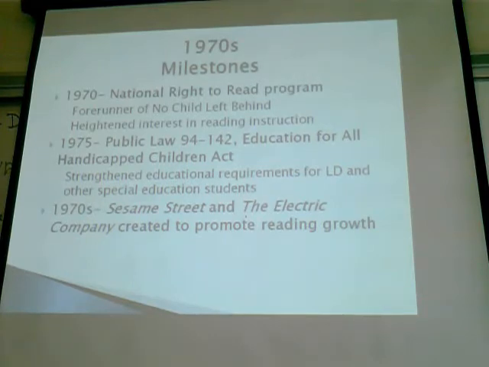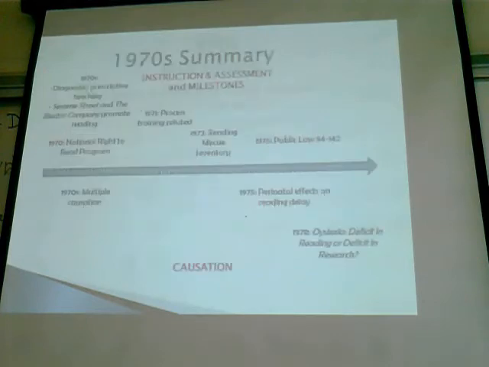1975, Public Law 94-142, Education for All Handicapped Children Act. This strengthened educational requirements for learning disabled and other special education students. During the 1970s, Sesame Street and The Electric Company also were created to promote reading growth. This is the 1970s summary of instruction and assessment milestones and causation.